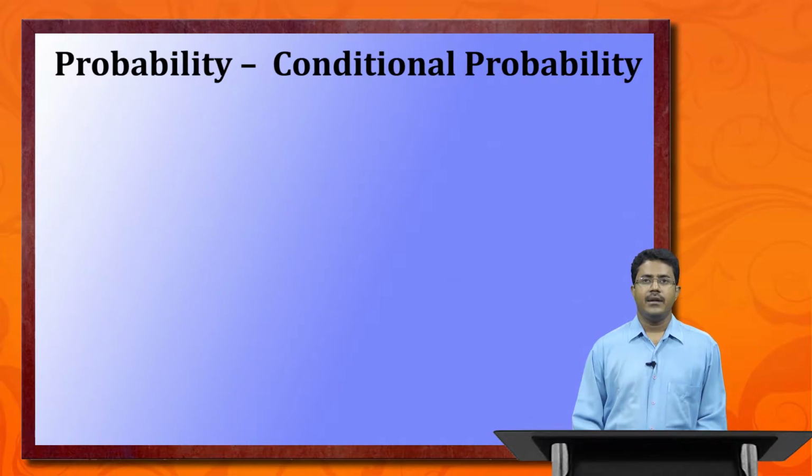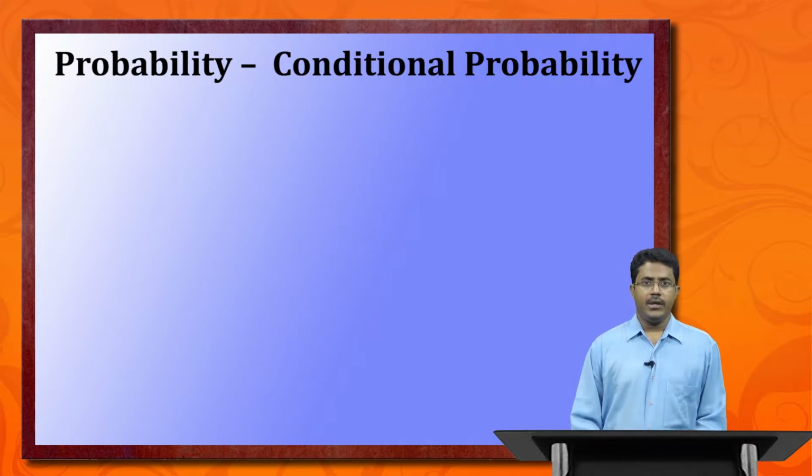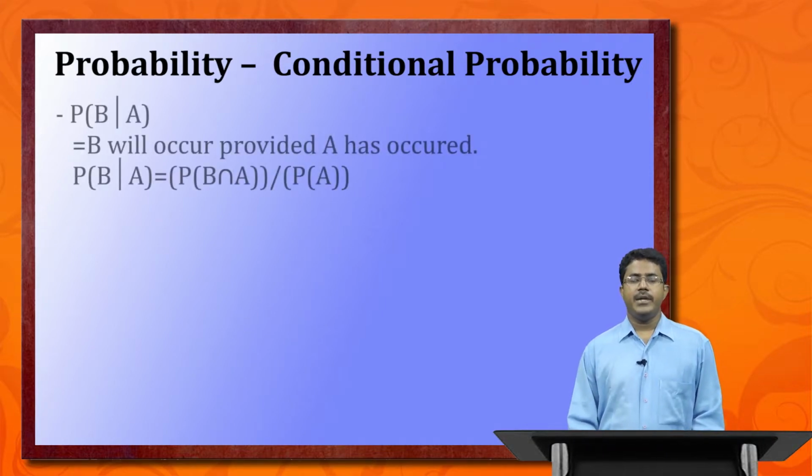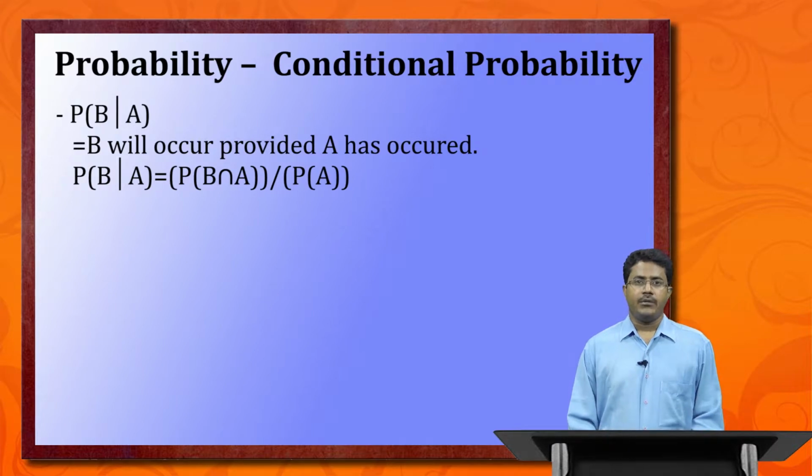Probability is a conditional probability. Conditional probability means we try to find the probability of an event when another event has already occurred. Here P(B|A) means P of B given A. Normally it is read as "given", but it is better to say B will occur provided A has already occurred. So A has occurred. In that case, what is the chance of getting B?